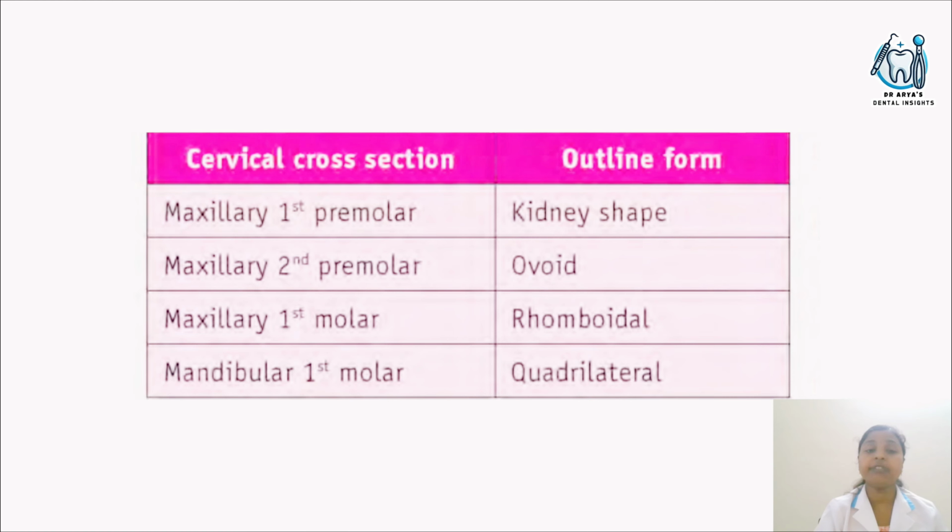Then what is the outline form for these cervical cross sections? Maxillary first premolar, it is kidney shape. Maxillary second premolar, ovoid. Maxillary first molar, rhomboidal. And mandibular first molar, it is quadrilateral.